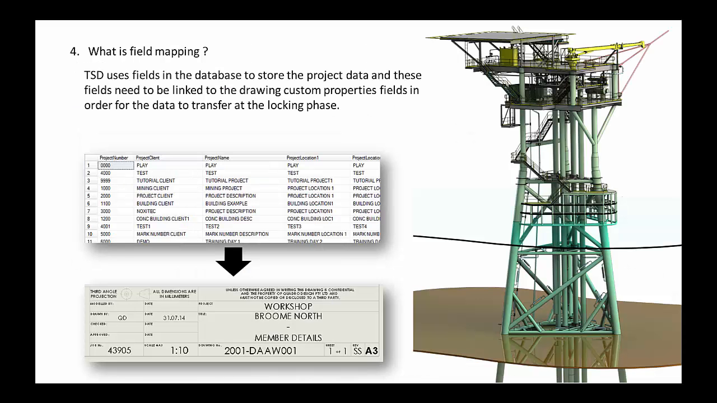Field mapping is where we want to link data from the TSD environment. And so data gets placed into the database via your project setup, and then that information goes into your drawing sheets. That way you can get consistency across all your drawing sheets. That's why we set up the project information at the beginning.